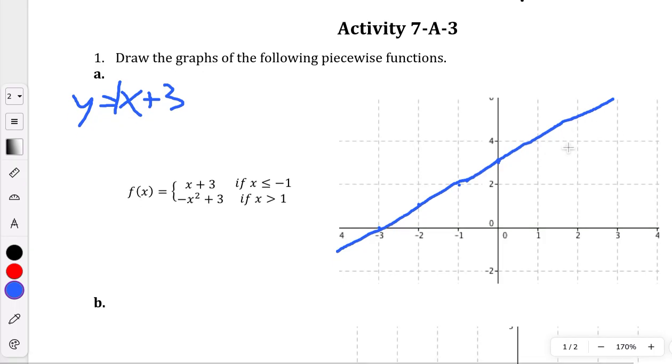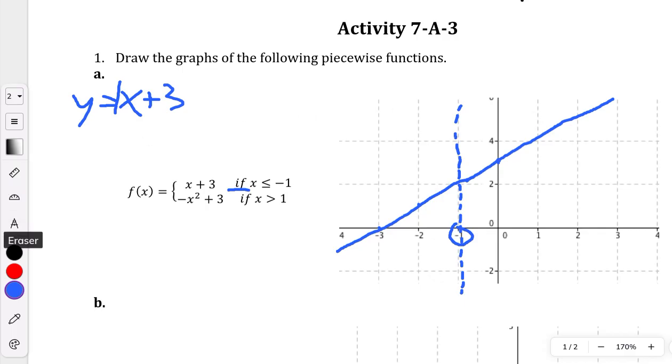But we're told something. We're told that this is only true if, see that if? If x is less than or equal to -1. Where is that? Well, they're talking about this -1 right here, which is on the x-axis. So basically what they're saying is it's only true to the left of this dotted line. So you know what that means?